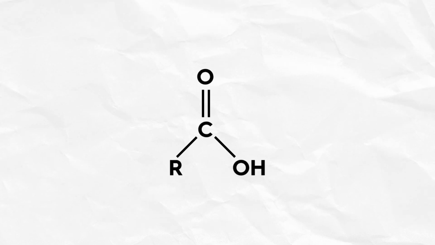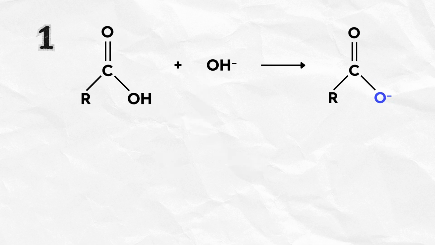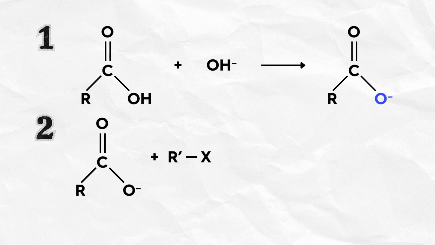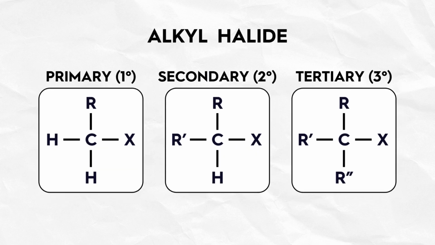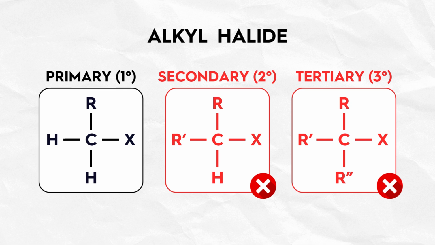If your target is an ester instead, there's a faster move. That is to deprotonate the carboxylic acid to a carboxylate, then do bimolecular nucleophilic substitution, or SN2, on a good primary alkyl halide. That swaps halide for the carboxylate, giving an ester. But there's one catch. Watch your substrate. This SN2 pathway doesn't work well with secondary or tertiary halides because elimination takes over. For a clean alkylation, stick with primary alkyl halides.